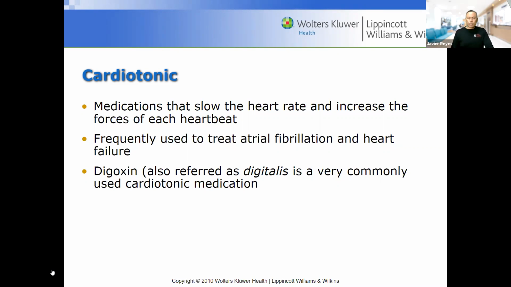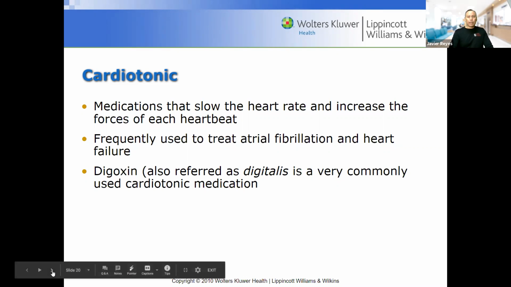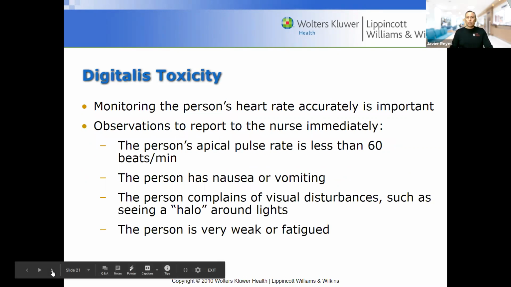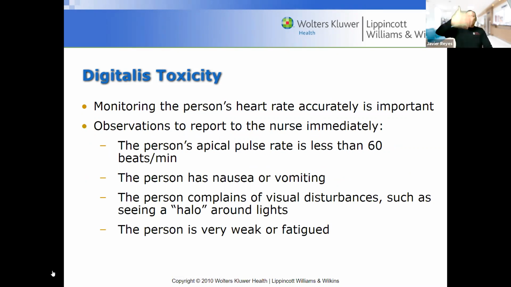Again, it has to be over 60 because it will slow it down. But also we have to look out for signs of toxicity. Digoxin is derived from a plant, and if you take too much of it, it's going to make you see everything yellow, like you're looking through a yellow window, or sometimes you have glasses that have a yellow screen. You put them on, and everything looks kind of yellow, right? So this is what digitalis toxicity is.